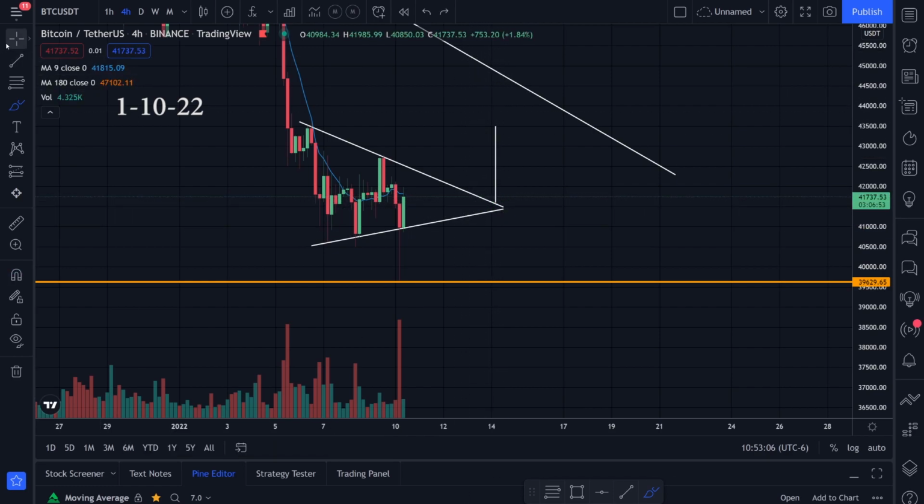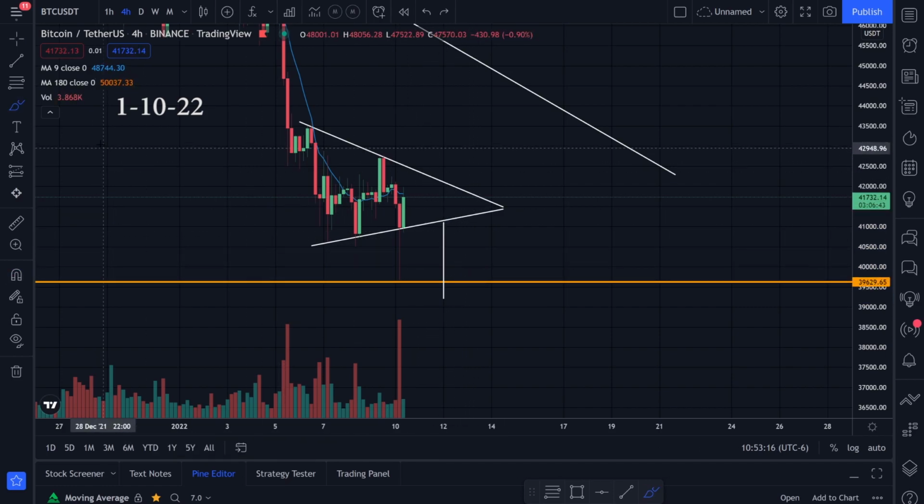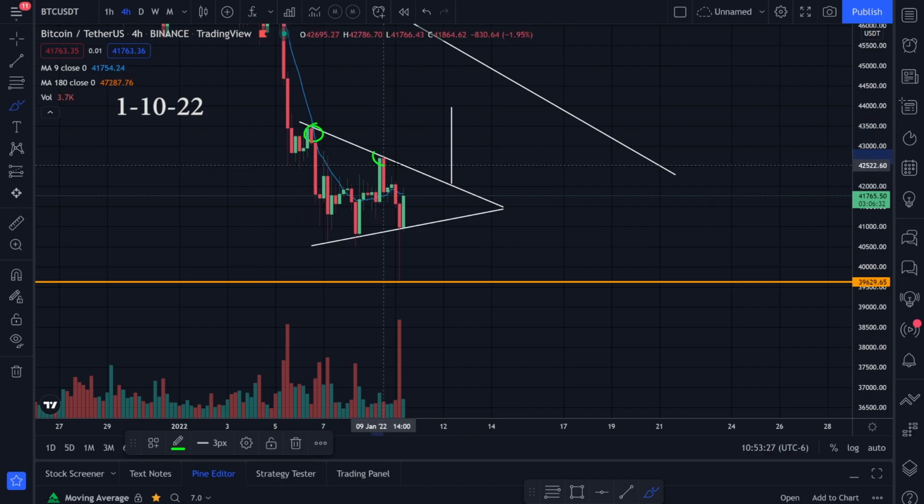But it's also possible that we break sooner, something like this or something like this. If we do, then we can switch up our targets a little bit. So it really depends on where we break out and which way we break out. Like I said, we're on the 4-hour time frame. What I do is watch this trend line right here.